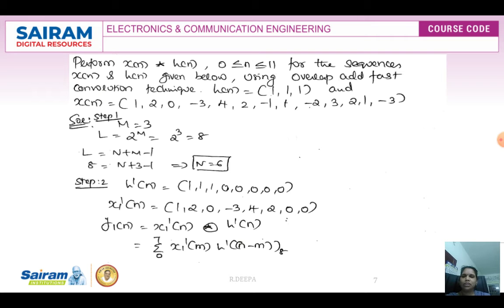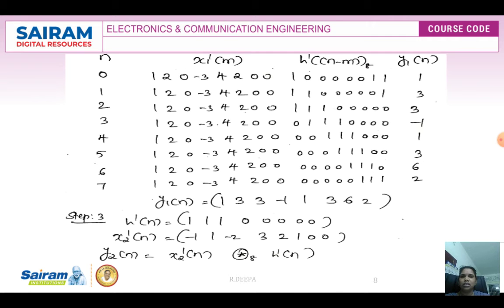So the next step is you need to find the circular convolution between x1 dash of n and h dash of n and name it as y1 of n. And we know the circular convolution technique. So using that I have solved it. I am getting the output y1 of n as 1 3 3 minus 1 1 3 6 2. Okay. So this is named as y1 of n. And this circular convolution procedure you have already studied in module 1.